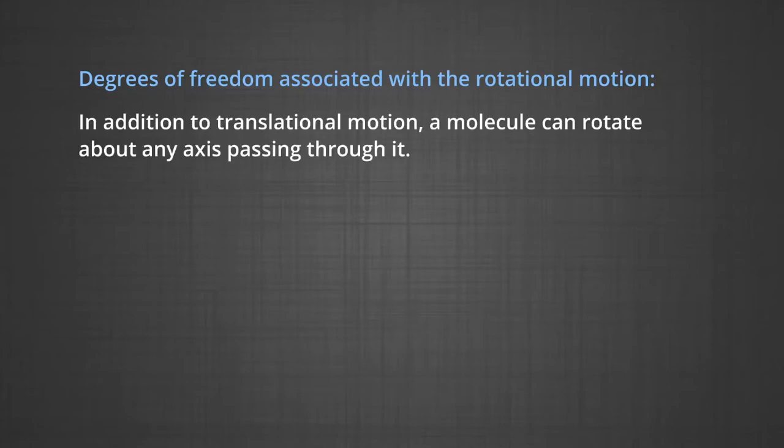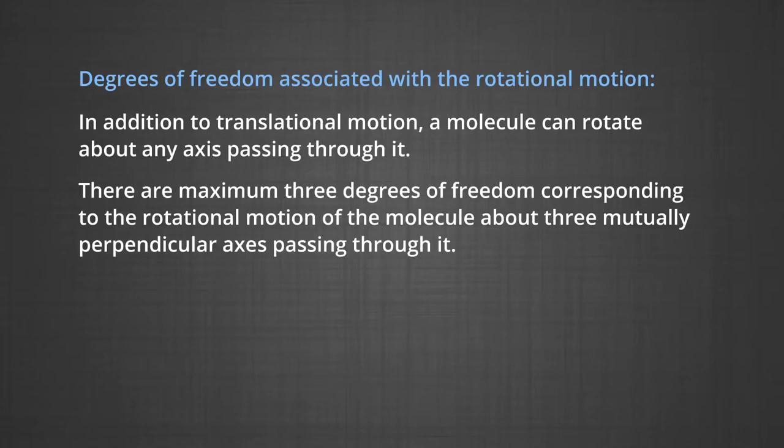Degrees of freedom associated with the rotational motion. In addition to the translational motion, a molecule can rotate about any axis passing through it. So, there are maximum 3 degrees of freedom corresponding to the rotational motion of the molecule about 3 mutually perpendicular axes passing through it.